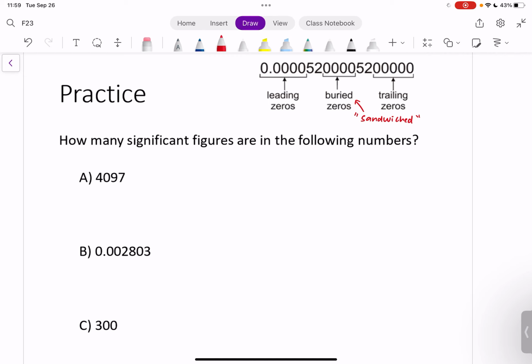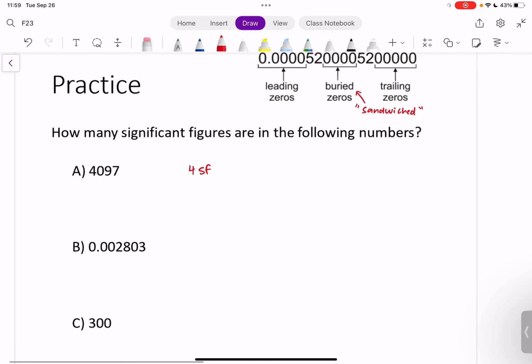All right, so 4097, how many sig figs? Yeah, that has 4 sig figs. So let's look at this. Any non-zero digits are significant. So this is significant, and this is significant. How come there are not just 3 sig figs then? Yeah, we've got that sandwich zero, right? Sandwich zeros are significant. It's sandwiched between that 4 and that 9. So that gives us 4 sig figs total.